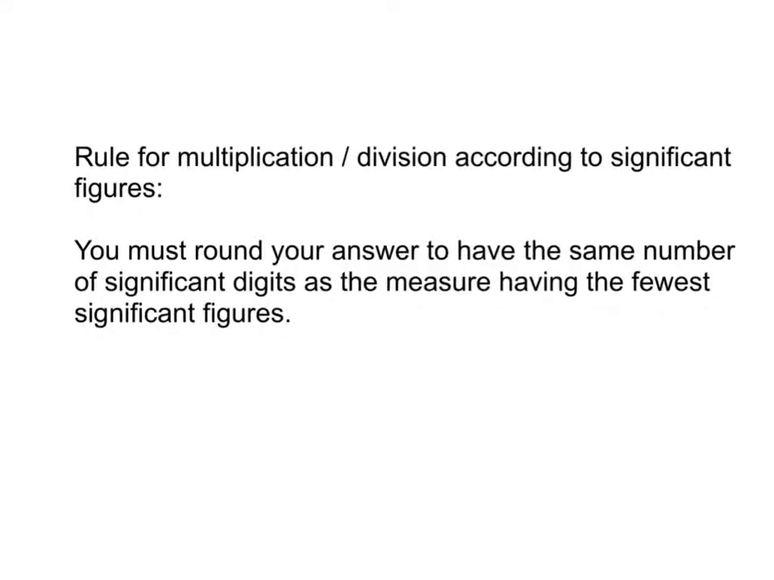I'll just refresh your memories on the rules for multiplication and division according to significant figures, largely because this is going to be the math operation that we use about 98% of the time. Just recall that you must round your answer so that it has the same number of significant digits as the measurement having the fewest. Your rounded answer can only be as accurate as your least accurate measure, and that makes sense.